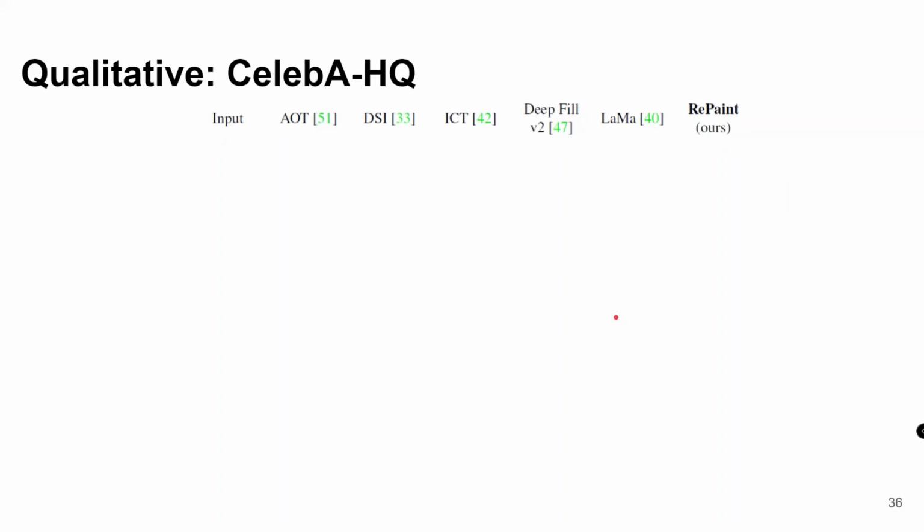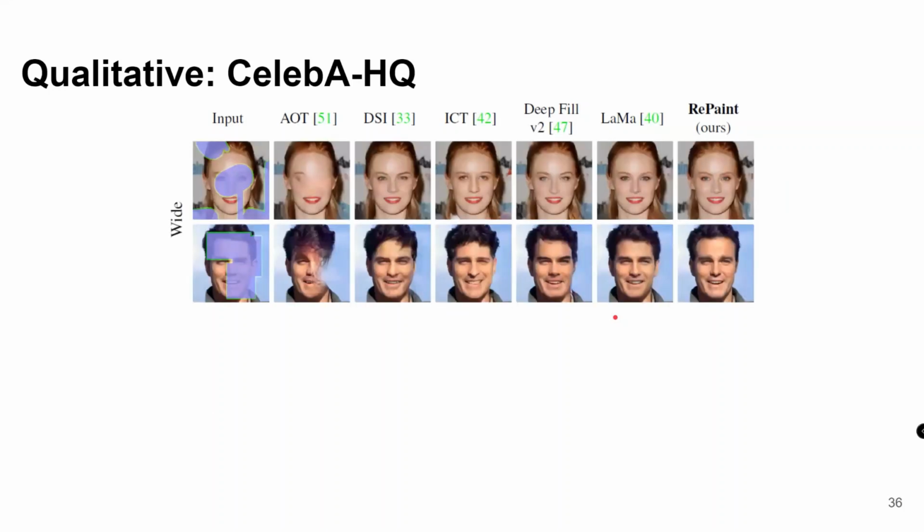Then I'm going to talk about CelebA-HQ. In this dataset, we are going to take a look at the wide mask first. All of those models, except for AOT, are doing okay. However, I would say our model is better than the rest because we have more details. If we look at the cheeks of the guys and the girls, they all have reflections, which means it shares some more information that makes it more visually pleasing to humans.